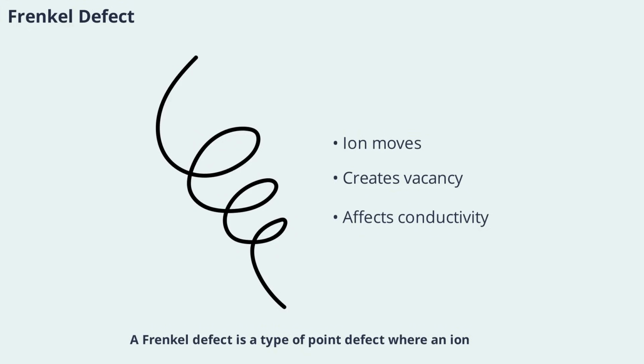Frenkel defect is a type of point defect where an ion leaves its normal position in the lattice and occupies an interstitial site. This creates a vacancy at the original site and an interstitial defect at the new location. Frenkel defects are common in ionic solids, especially those with a large difference in ion sizes. These defects can impact the electrical properties of the material.